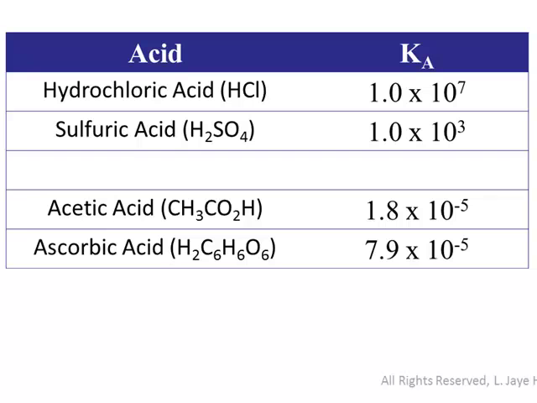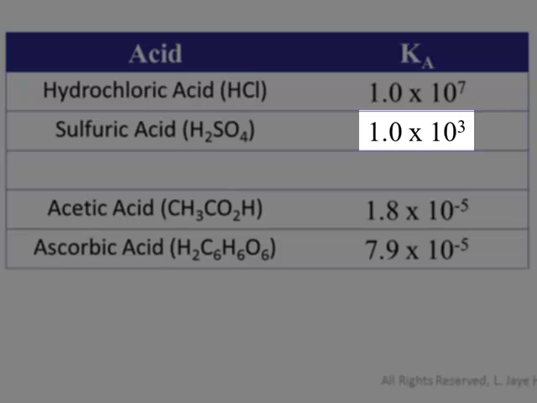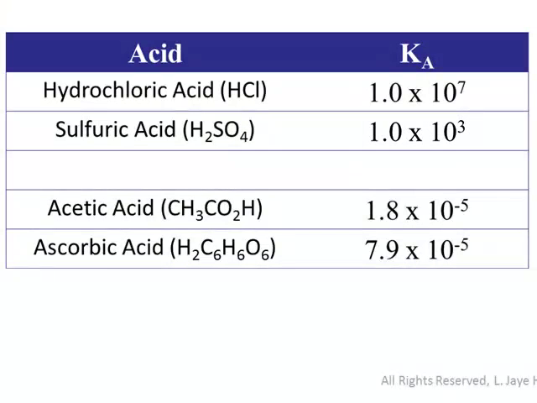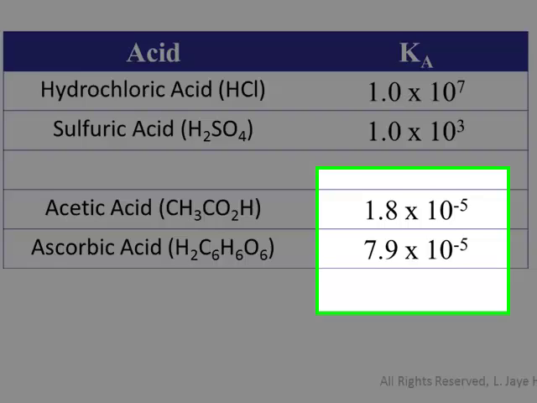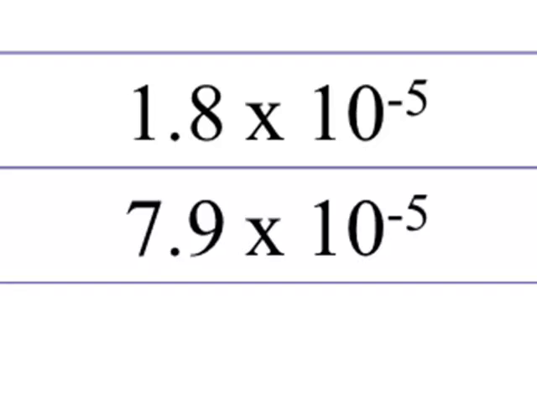Sulfuric acid is also a very strong acid, and we can tell that by its Ka, which is about 1,000, or 1 times 10 to the 3rd. Let's compare those with some weak acids. Acetic acid, which you may remember is the compound found in vinegar, has a Ka value of 1.8 times 10 to the negative 5. That's a decimal value, or a number smaller than 1.